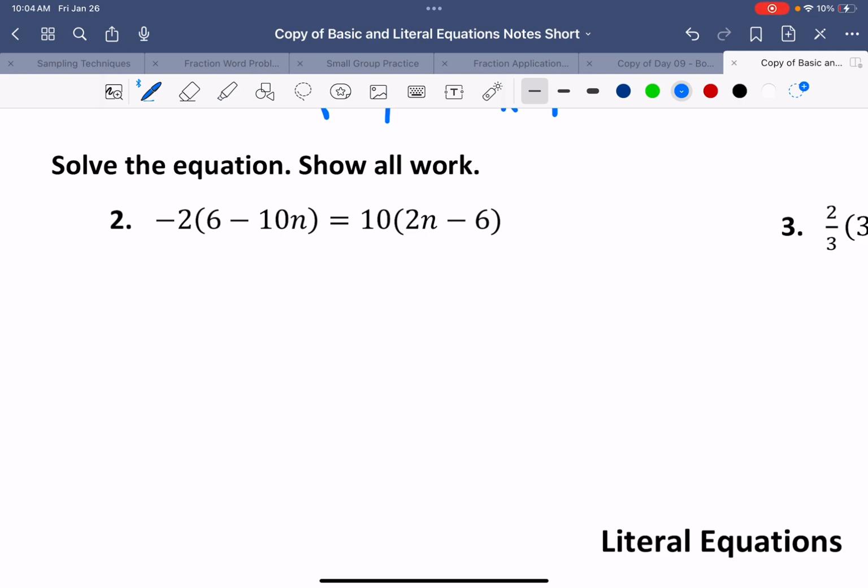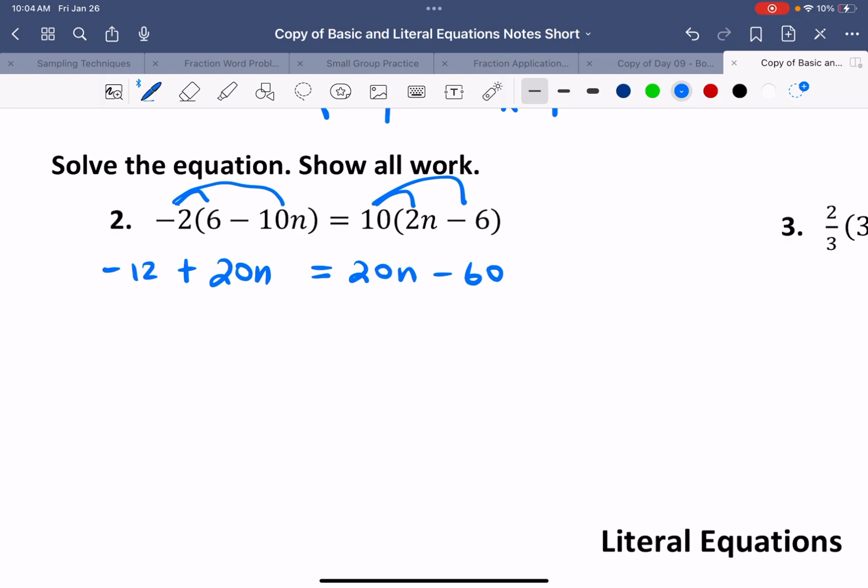All right, so let's do it. -2 times 6 is -12. -2 times -10n is negative times negative is positive, right? Don't forget your equal sign. Then I'm gonna go 10 times 2 is 20n. 10 times -6 is -60. Now, here's where I just have to move things around.